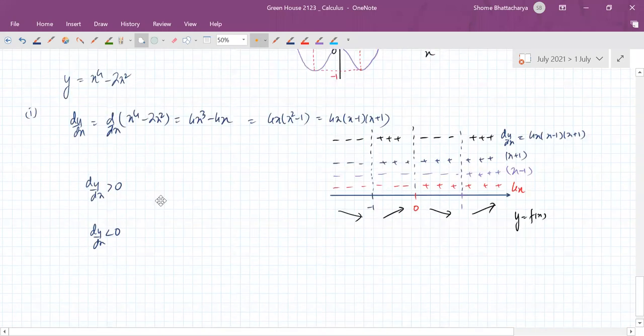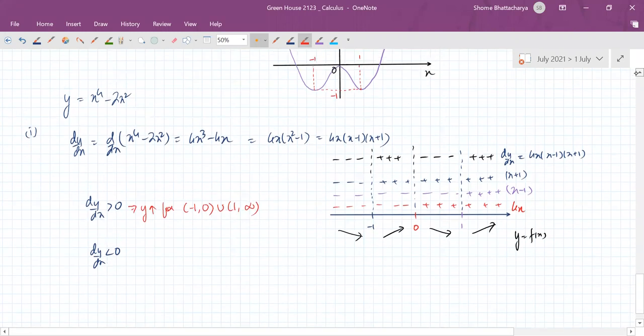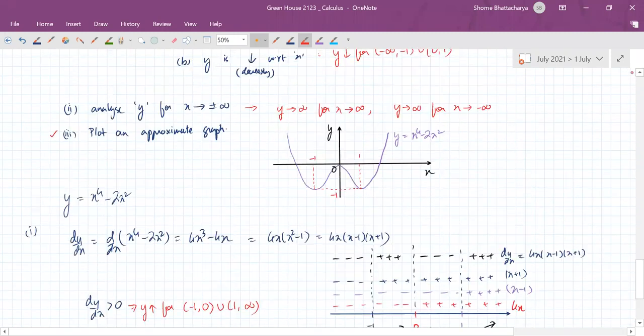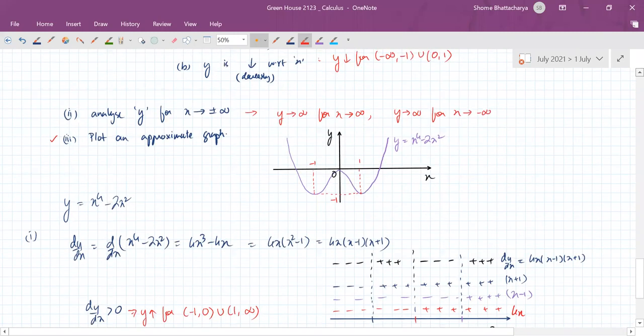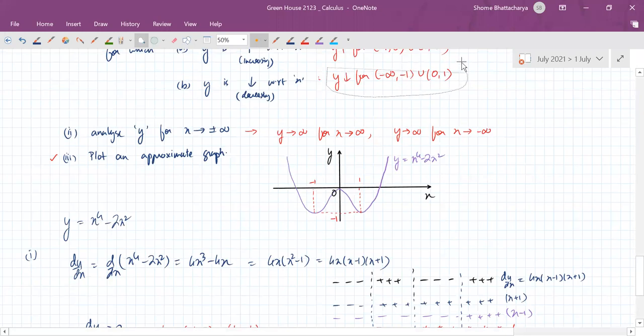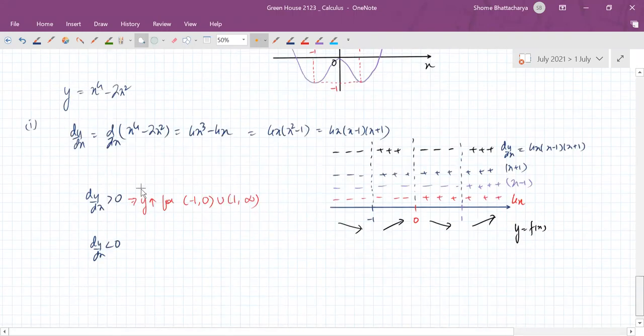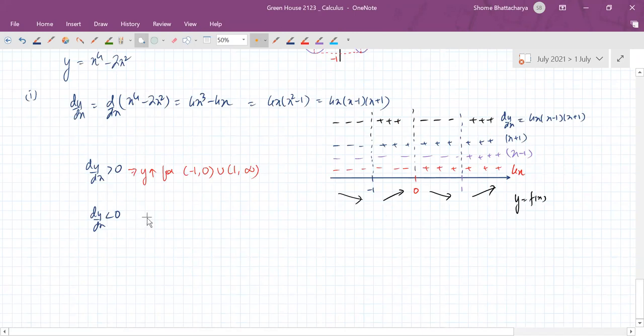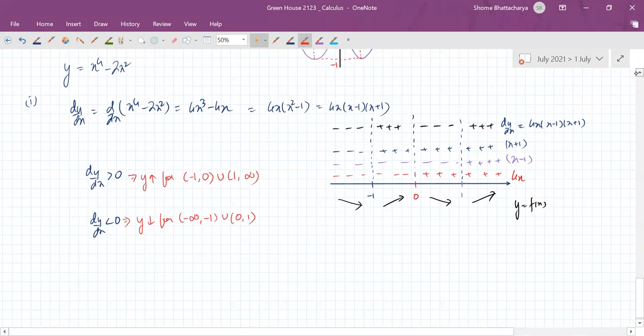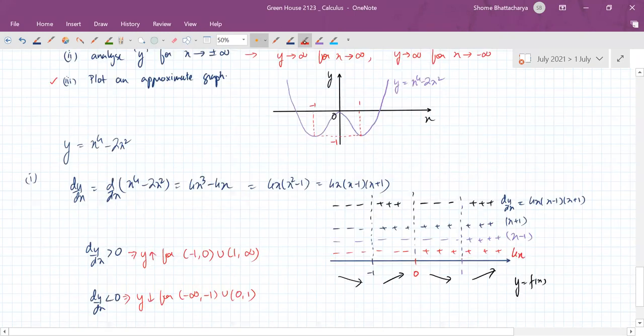This is what's happening here. So this is the first part, the intervals where the function is increasing or decreasing.